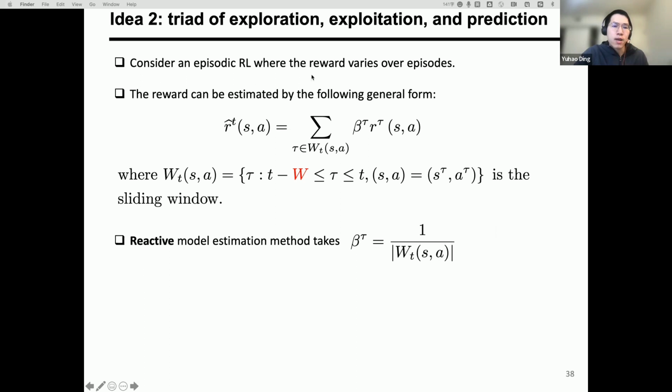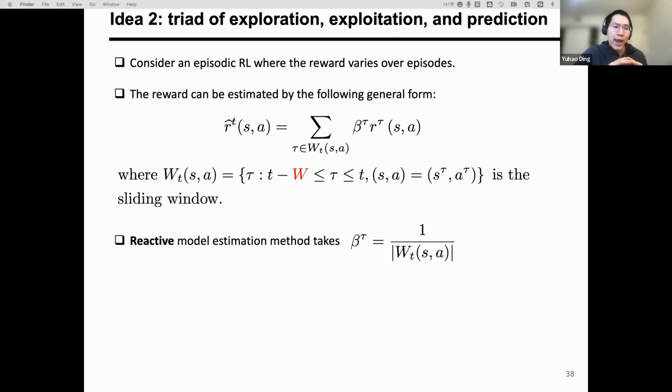So for example, if we consider an episodic RL with the reward varying over episodes, a popular method to address this, in the standard reactive-based approach, is to construct an estimated reward based on our previous experience. Usually, if we are using a linear model to estimate the reward, we can have this kind of reward estimation, where beta tau is some parameter, and this window WT basically specifies the number of data points you will use from the previous experience for the future prediction.